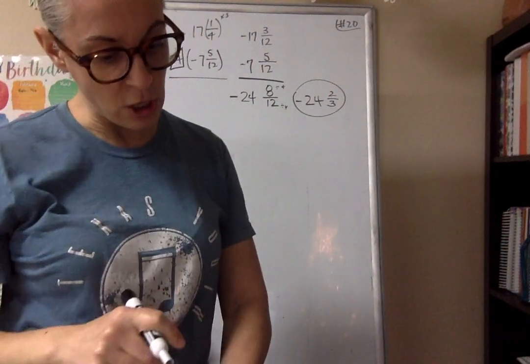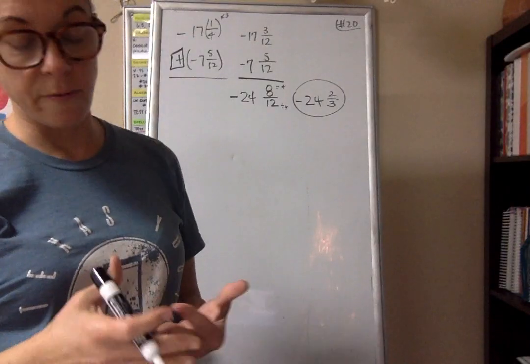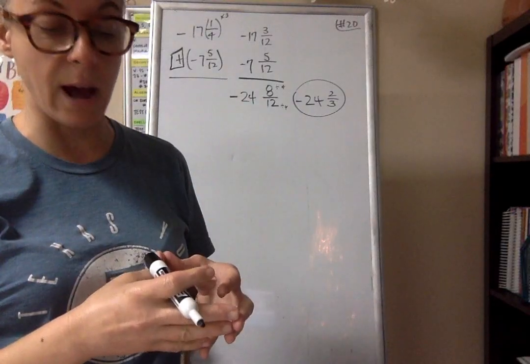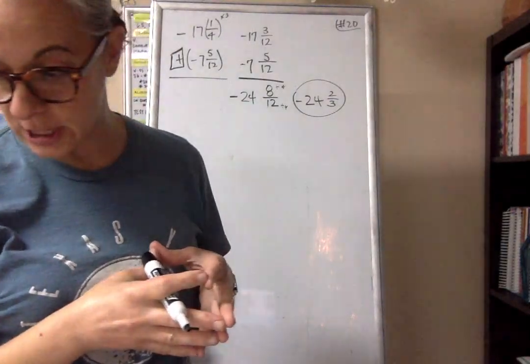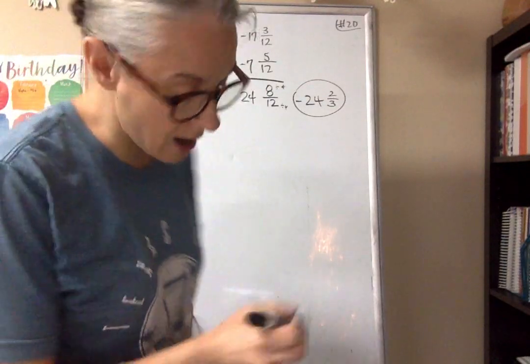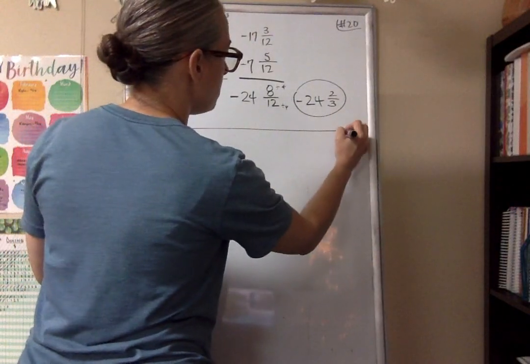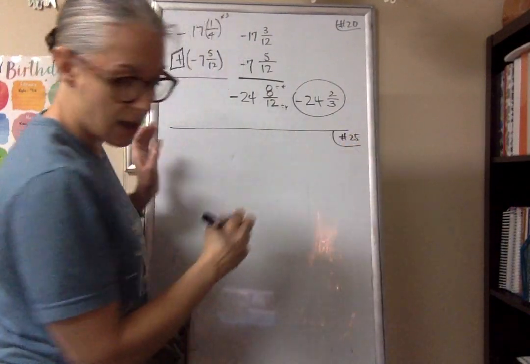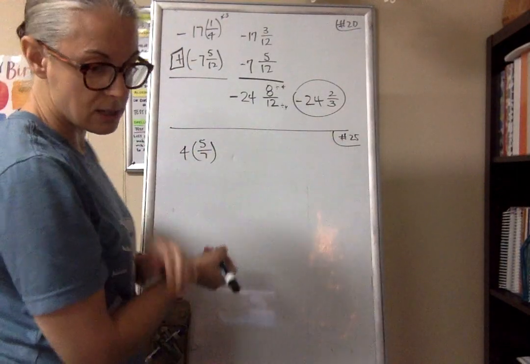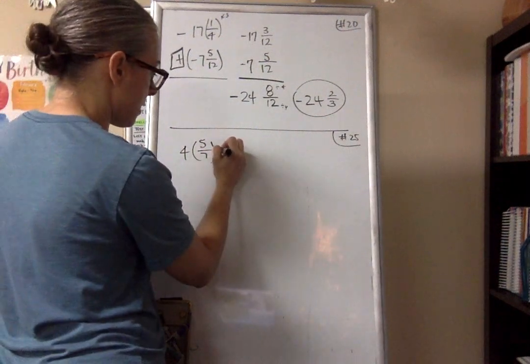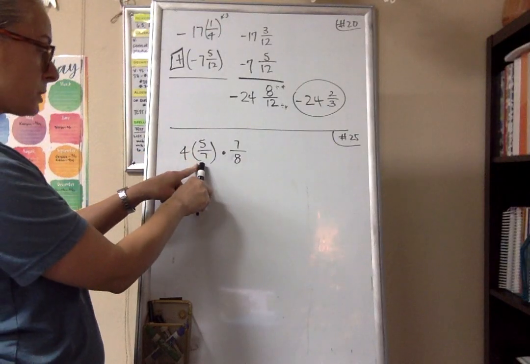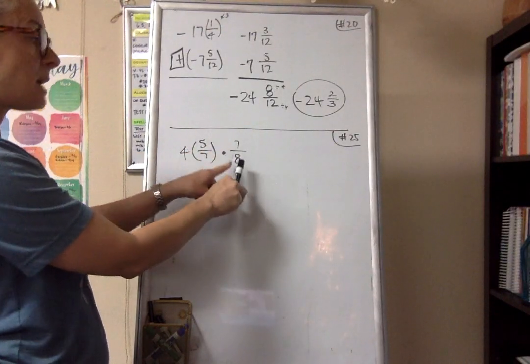Now in the next section, we're finding the product of fractions. The word product tells me to multiply, so I am multiplying fractions together. Let's look at problem 25. Problem number 25. I have 4 times 5/7, and I'm going to multiply that by 7/8. So I'm multiplying 4 times 5 over 7, and then I'm going to multiply that answer times 7 over 8.